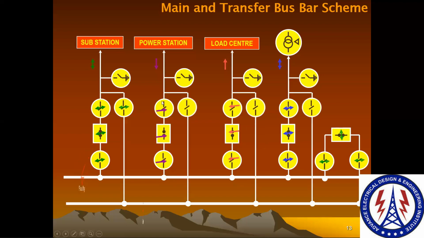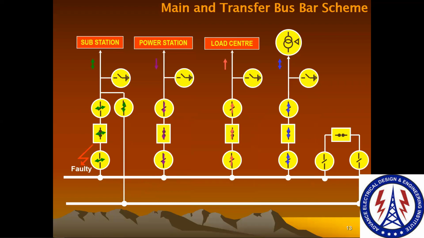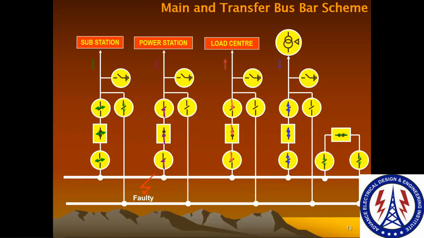Then the same way here. At a time we can transfer only one feeder, because only one circuit breaker is available. When a bus fault happens, what will happen? Again there is a complete interruption of the supply, and it is again a problem for the substation. So this is how we do the main and transfer bus bar scheme.